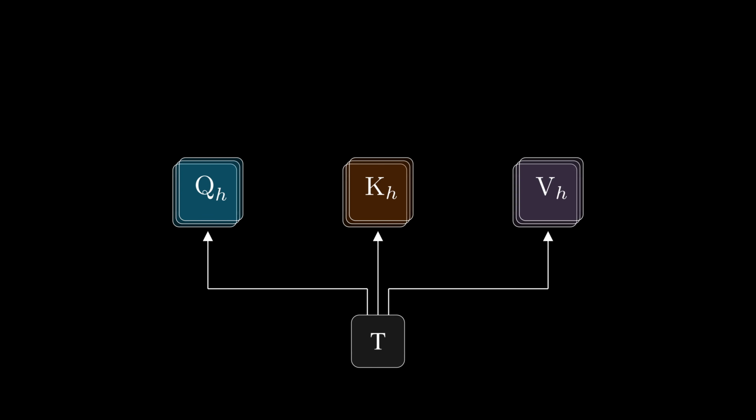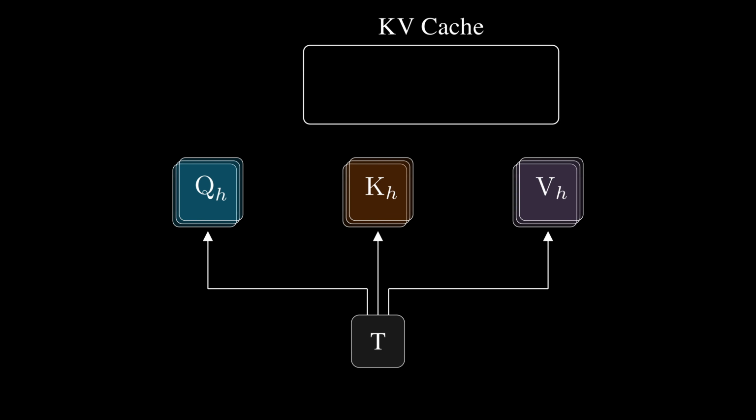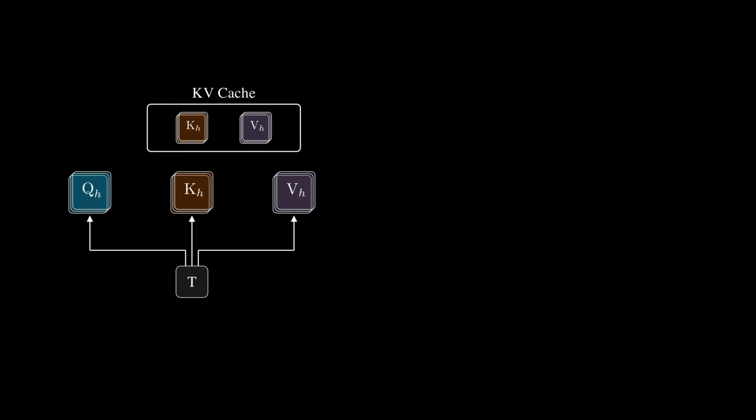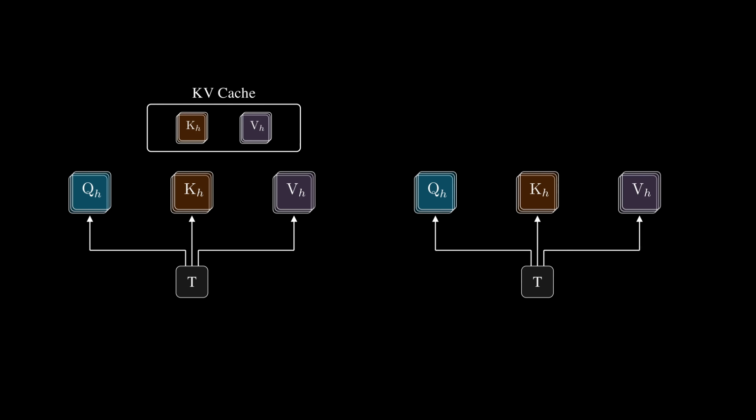During inference, recomputing keys and values for every previous token at every generation step would be extremely expensive. So instead, we store the already computed K and V representations inside a cache. In multi-head latent attention, we no longer compute keys and values directly from the token representation. Instead, we first transform each token into a much smaller shared latent representation. This is a single compressed vector per token.